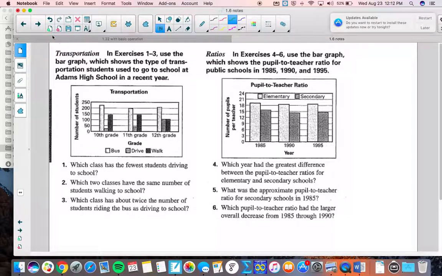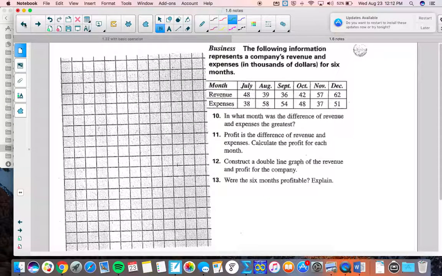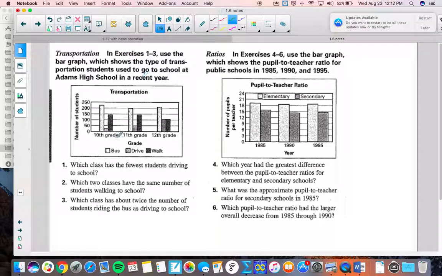All right, and then a little bit more analysis here. So here's a bar graph. In exercises 1 through 3, use the bar graph, which shows the type of transportation students use to get to school at Adams High School in a recent year. So different modes of transportation, the different grades, and the number of students that do that.